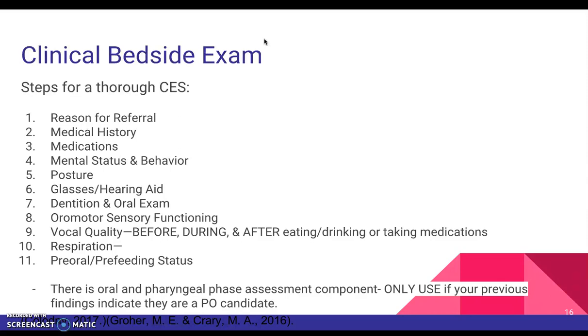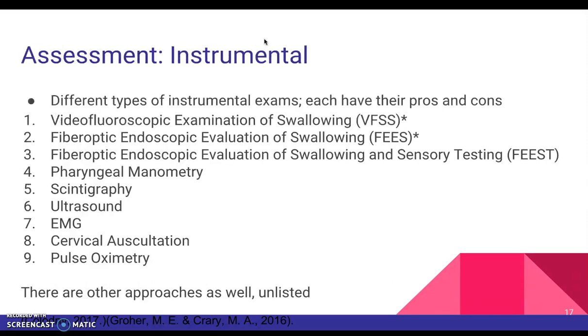You have to also check their pre-oral feeding status. There is an oral and pharyngeal phase to assess in this clinical bedside assessment, but you only use it if your findings indicate that they are a candidate for food assessment. If they're a PO candidate, they could take food by mouth.